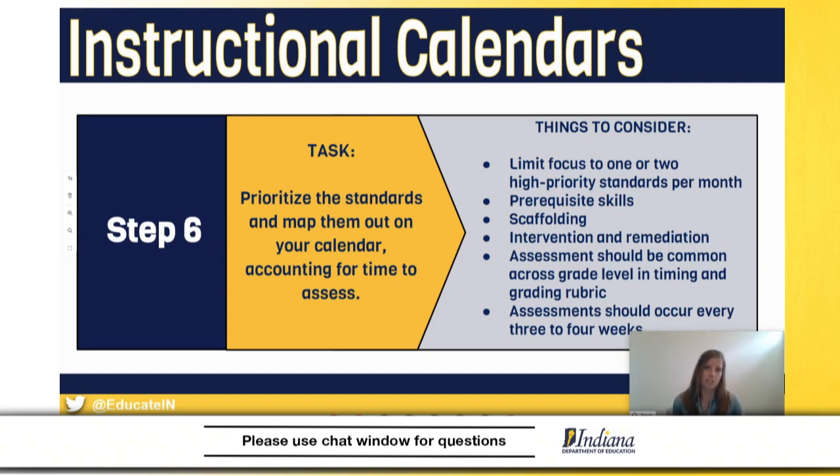So in this final step, this is really the most time consuming of the calendar steps, I would say, because you're taking a lot of different things into consideration. Here's where you're actually going to prioritize the standards, the ones that you said were high priority, and how you're going to map them out on your calendar, accounting for assessments. So when mapping standards out, obviously you've got to limit your focus. We usually recommend around 1 to 2 high priority standards a month. And please, this is not to say that other medium and lesser priority standards cannot be incorporated in these, but your main focus should really be those 1 to 2 high priority standards.